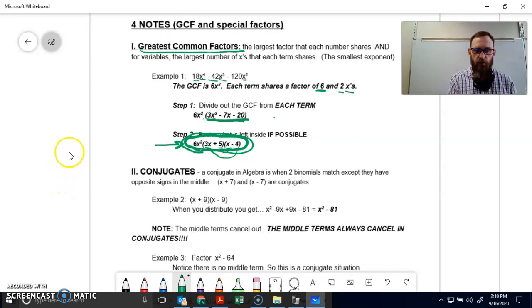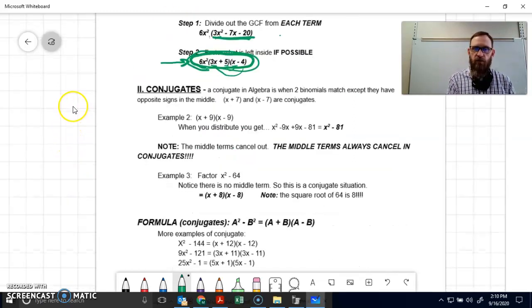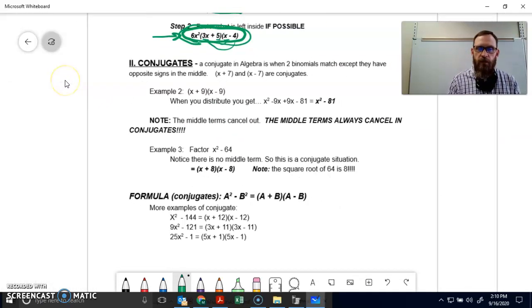Okay, so let's take a look then at the next concept called conjugates. This is really the easiest factoring problems you'll come across. A conjugate in Algebra 2, unlike in English class, is 2 binomials that match except they have opposite signs. So x plus 7 and x minus 7 are conjugates. Now watch what happens when I multiply conjugates together. When I distribute, I would get x squared minus 9x and 9x minus 81 when you multiply that out.